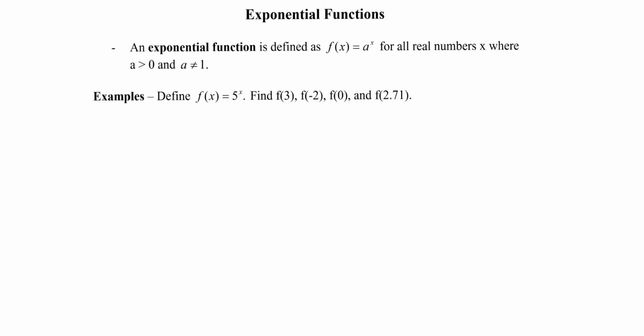The first thing we're going to do is just evaluate a function. We're going to evaluate it for f of 3, f of negative 2, f of 0, and f of 2.71. For the first one, remember, what you do is you plug in your value. So I will have f of 3 first, which will be 5 to the third power. When we evaluate it, 5 to the third power equals 125, because it was 5 times 5 times 5.